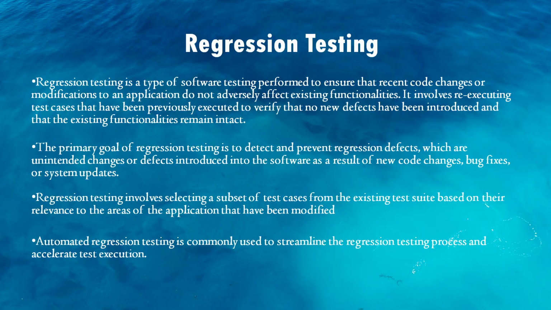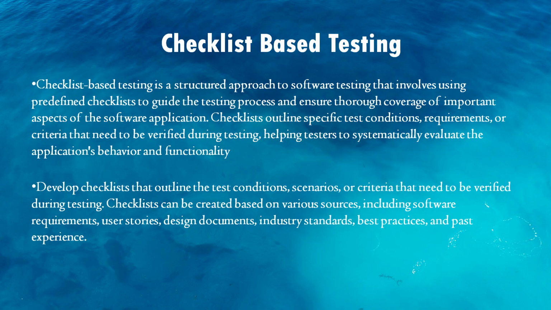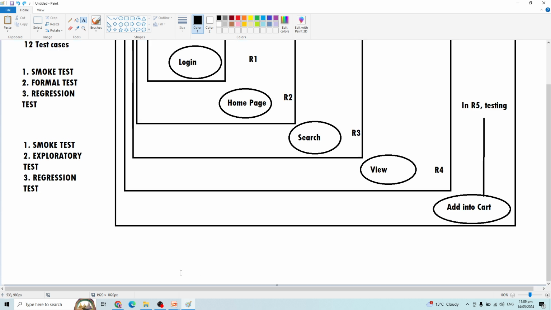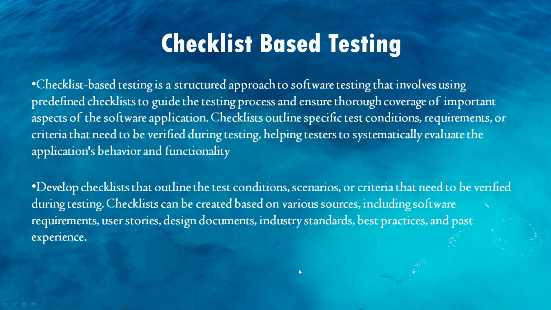The last testing we have seen is checklist based testing. It's a structured approach, but you don't need to spend lots of time analyzing and designing. Rather, you develop a checklist that outlines the test conditions, scenarios and criteria that need to be verified. You write a set of, say, seven high level test scenarios and make sure they all work. If it's working, just tick it and move to the next. That is checklist based testing.